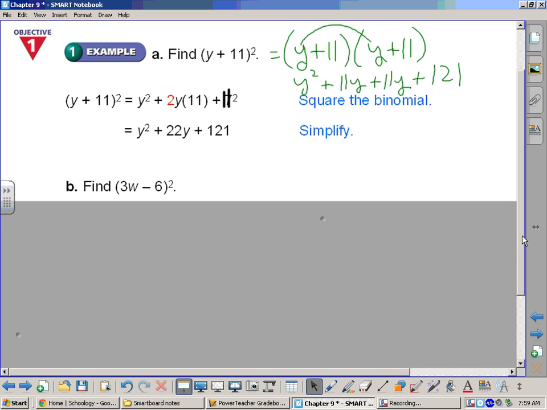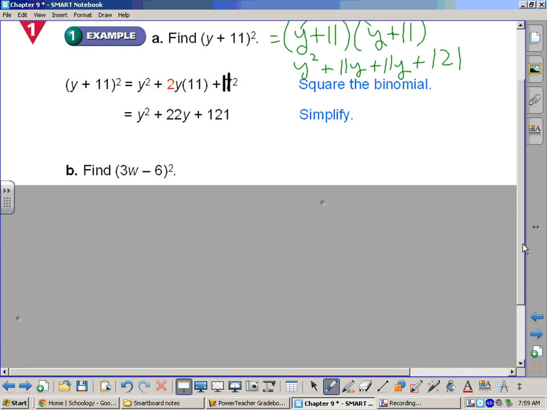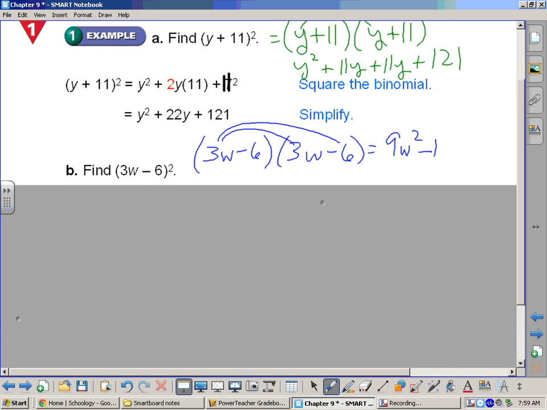Here's an example of subtraction on the inside. The process is exactly the same. We're just going to write the binomial twice, and then multiply it out. So we get 3w times 3w, which will be 9w squared. That was multiplying the first terms. Now we multiply the outside terms, and that's where we get a negative 18w. We get that again when we multiply the inside terms, and then the last one is plus 36.